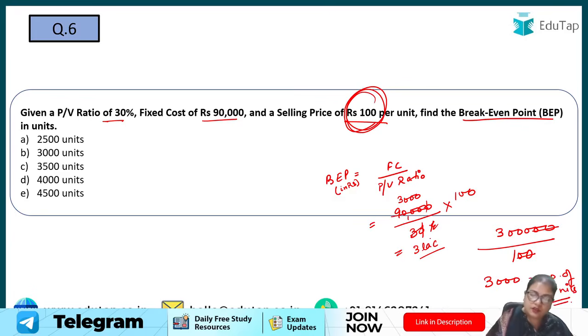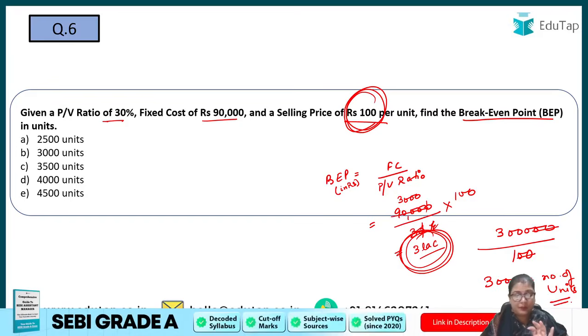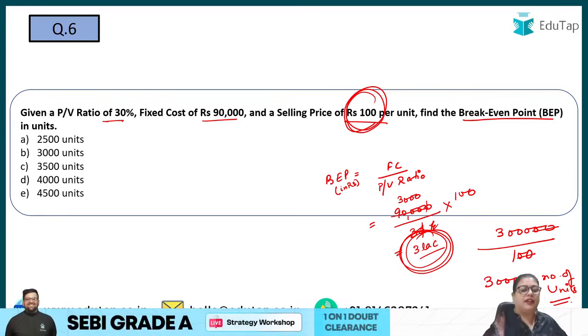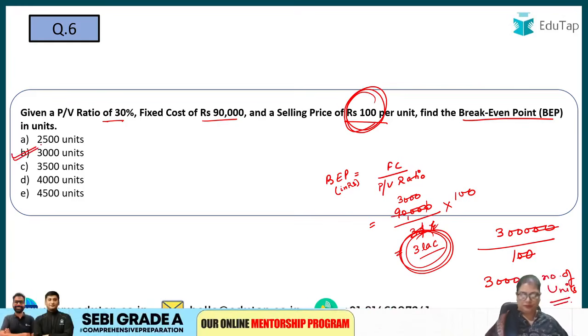So you have the break-even point in rupees, that is the situation when there is no profit and no loss. You can calculate the units by dividing it by the selling price, already given in the question. So 3000 is the number of units, so the answer comes out to be option B, right?